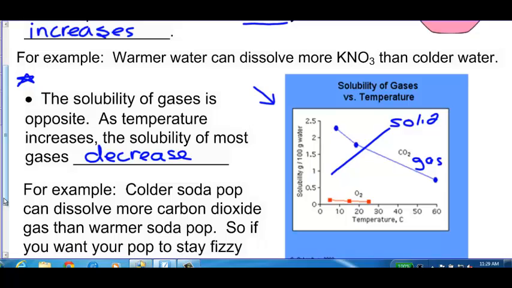If our oceans warm too much or our bodies of water warm too much, then there won't be enough oxygen dissolved in the water to support aquatic life.